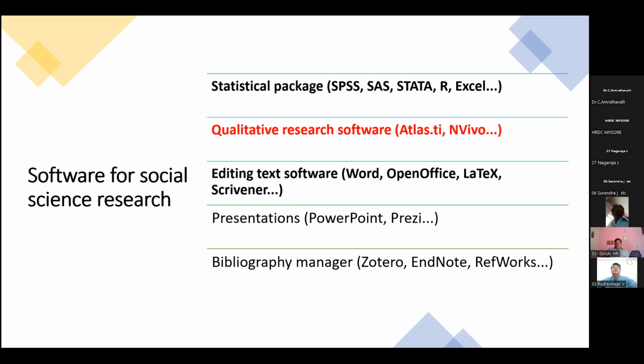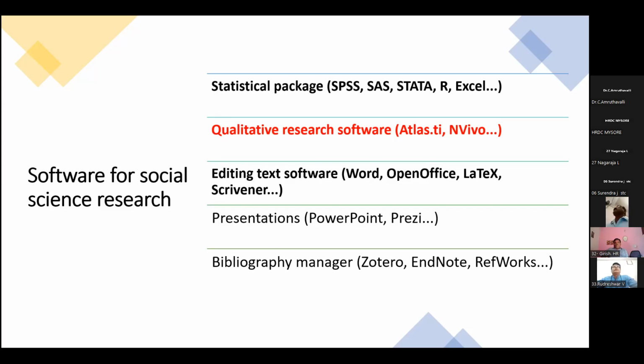Then coming to the qualitative research software, you have Atlas, you have NVivo, and for text editing software you have MS Word, you have OpenOffice. And for physics and mathematics people, they have a lot of notations and mathematical formulas and other things. One will not be able to type those in MS Word. So for that, they require LaTeX and other software.